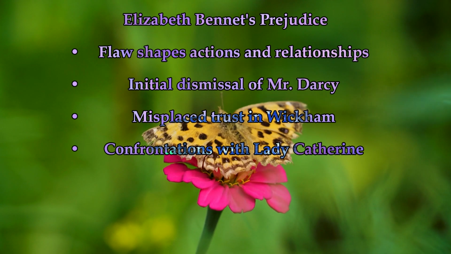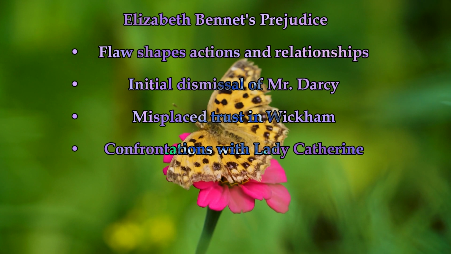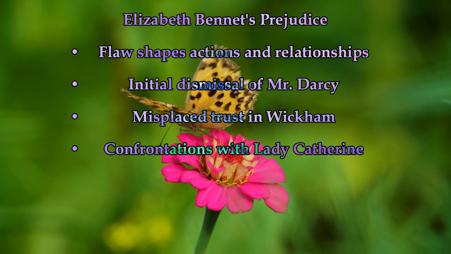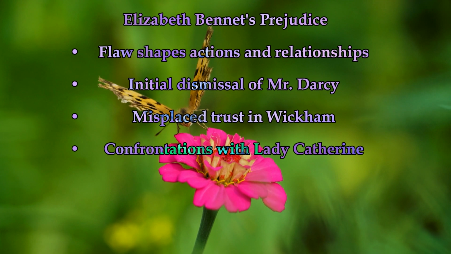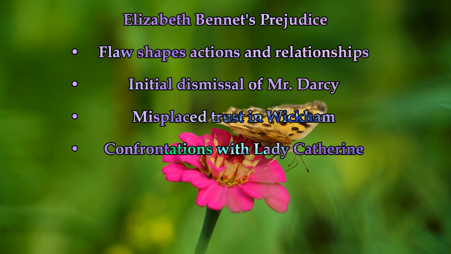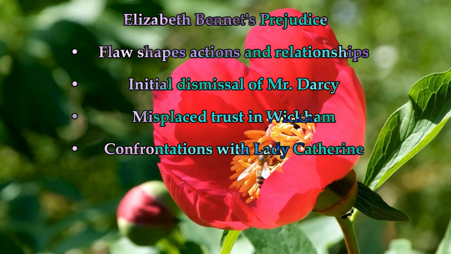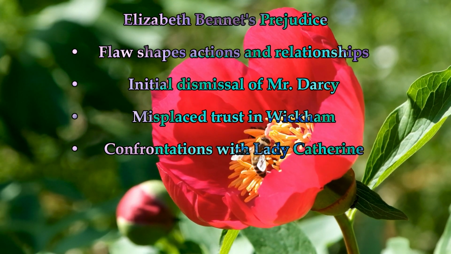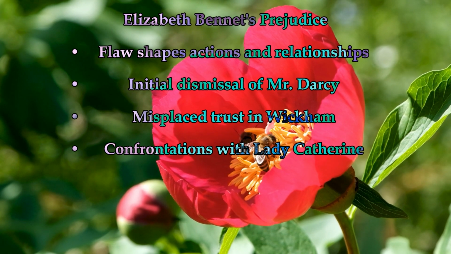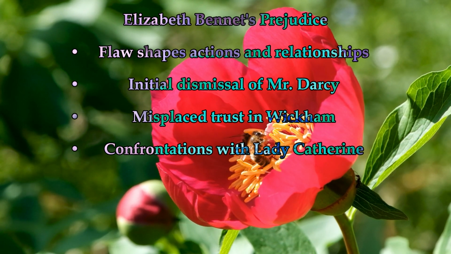Jane Austen doesn't just tell us once that Elizabeth Bennet can be a bit judgmental and then forget about it. She shows that flaw shaping Elizabeth's actions and relationships throughout the entire novel. We see it in her initial dismissal of Mr. Darcy as an arrogant snob, in her misplaced trust of the charming Wickham, in her heated confrontations with Lady Catherine. At every key juncture of the plot, Elizabeth's prejudices are front and center, influencing her choices and perceptions.